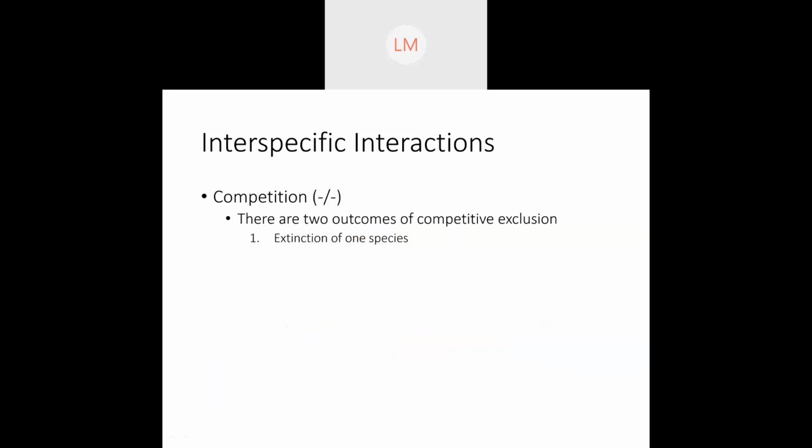So there are two outcomes of competitive exclusion. One is that the species that is outcompeted goes extinct. It can't survive in this habitat anymore because it doesn't have access to this specific set of resources. So one species is going to go extinct. The other option is that one species may be outcompeted, but it's going to evolve to use maybe a slightly different set of resources than it was using before. Okay, so this is often referred to as resource partitioning.